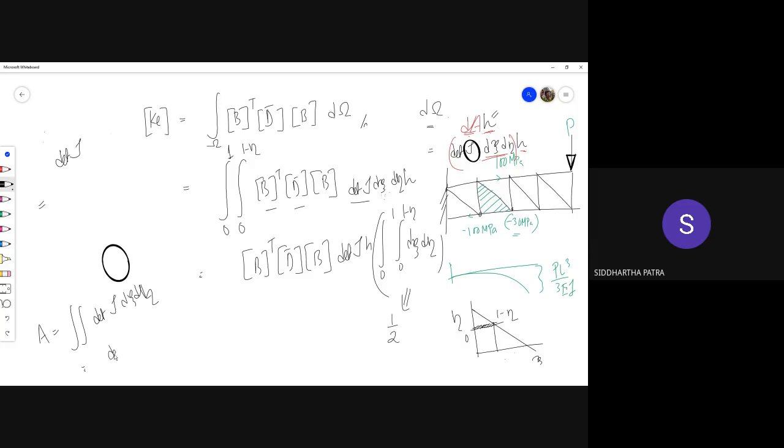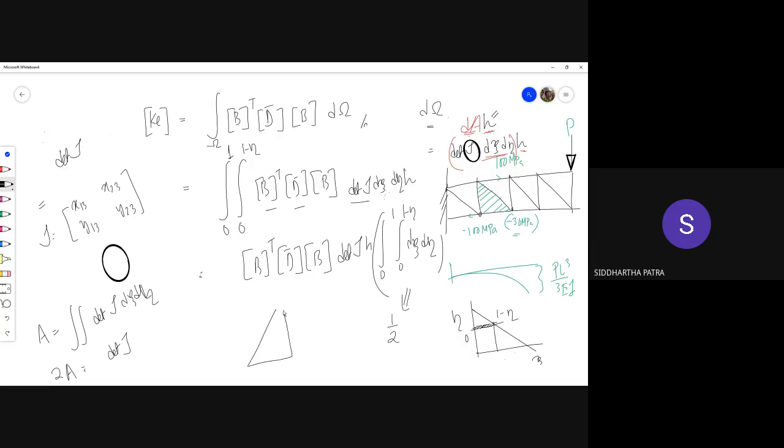So det J is actually twice the area. You can check that also from the expression of J: you see it is x13, x23, y13, y23.